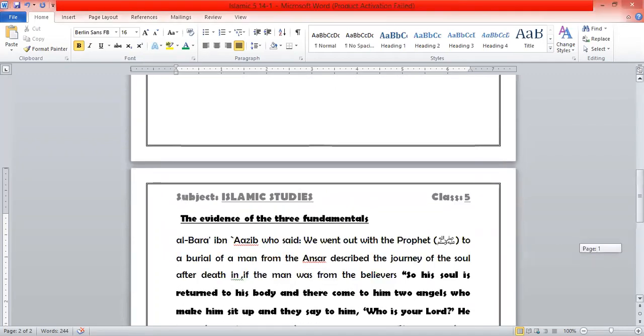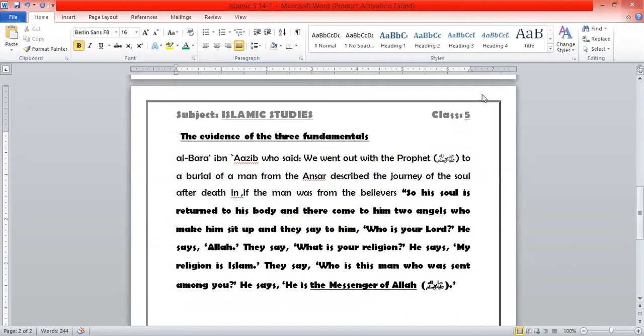Can you tell me the three questions of the grave? Anybody? Sir, the first question is who is your Lord? The second is what is your religion? And the third is who was the man who was sent among you? Okay. Ayan, can you tell me what the three questions are? The three questions are: who is your Lord? What is your religion? Who is the man who was sent among you?